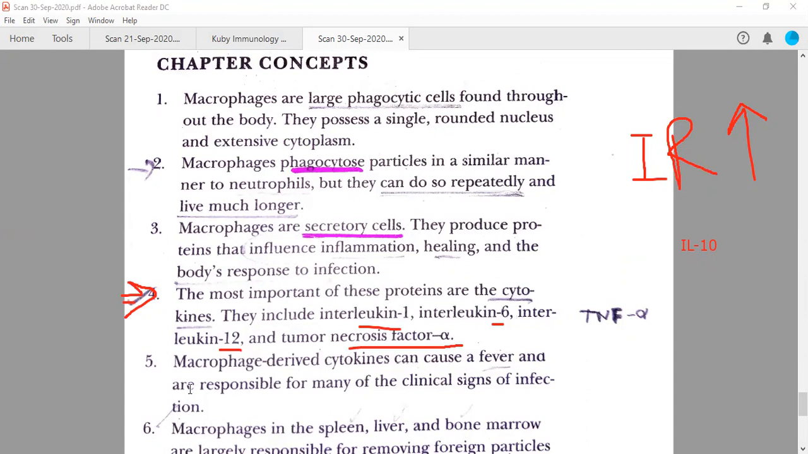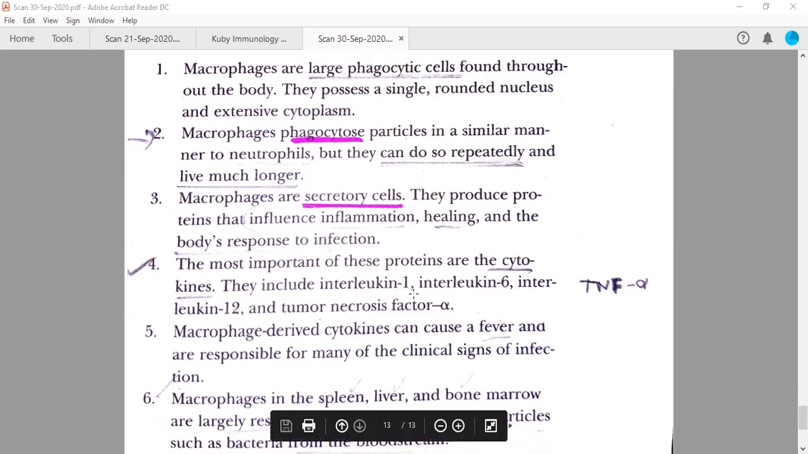Macrophages in the spleen, liver, and bone marrow are largely responsible for removing foreign particles. So macrophages present in the spleen can kill RBCs also, but they are responsible for removing foreign particles or pathogens from the blood, because during circulation, blood will go to these organs, such as bacteria from the bloodstream. So they will remove the pathogen from the blood. In the liver, they are called Kupffer cells. So you need to remember this. It can be asked in some other way.